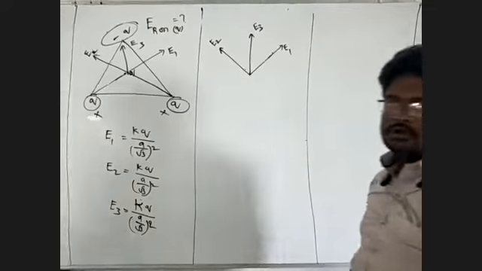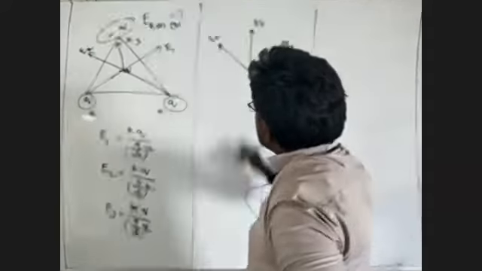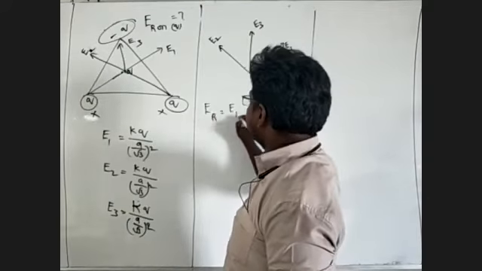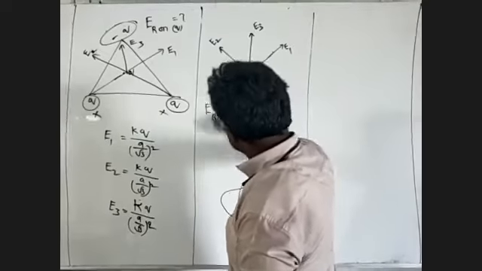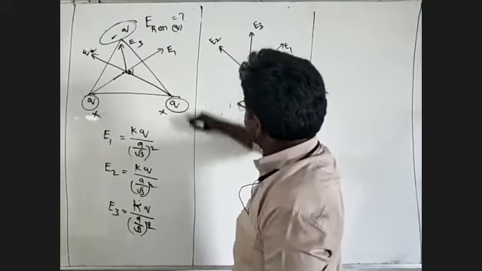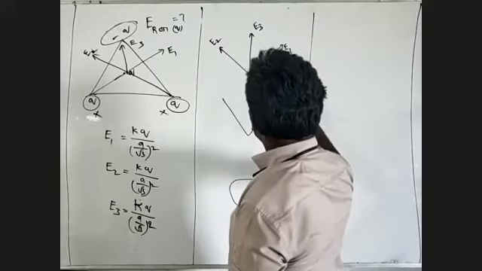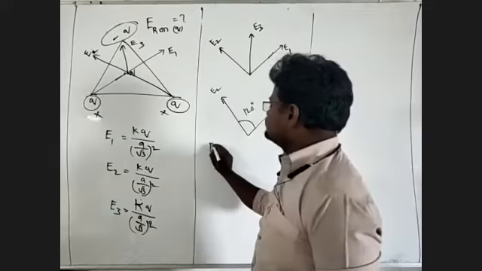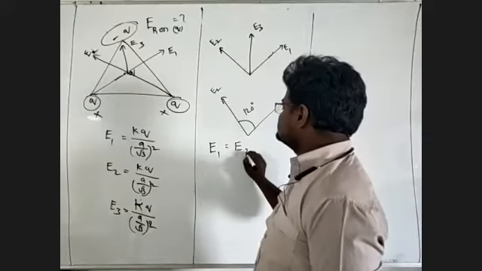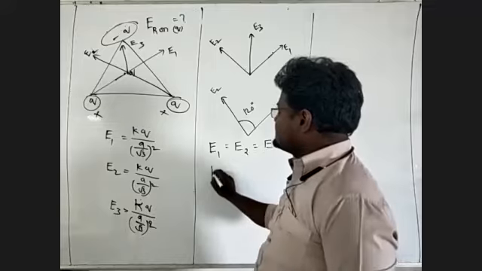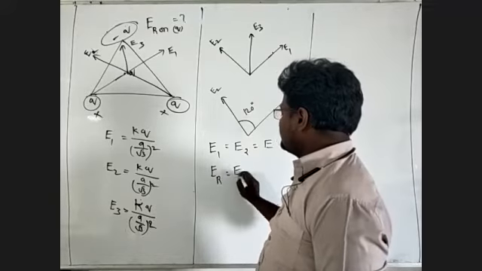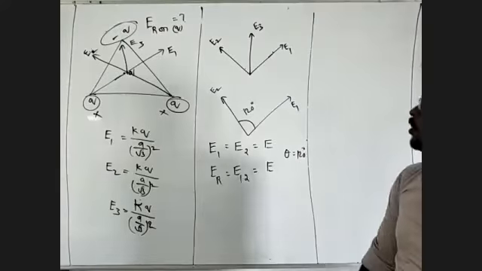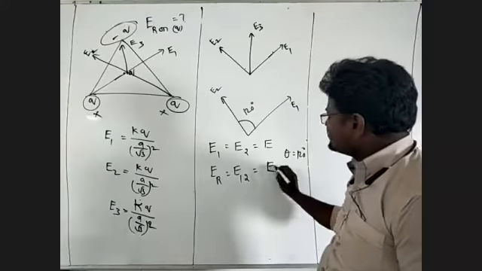You will see now the resultant of E1 and E2 is E12. Now you will see this is E1, this is E2. The angle between E1 and E2 is 120 degrees. Now E1 is equal to E2 is equal to E, and the resultant of E1 and E2 is E. So theta is equal to 120 degrees. This is the magnitude of the resultant.